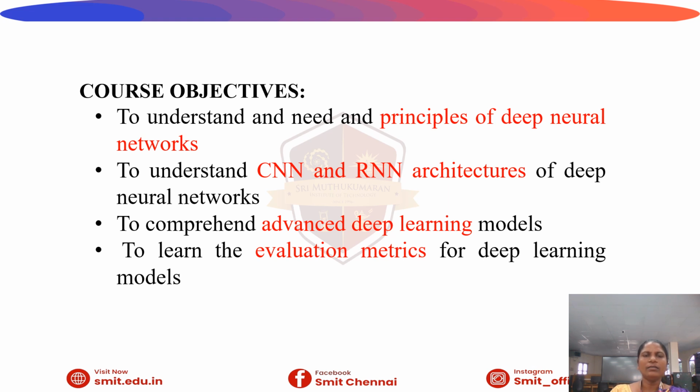Course objectives are: first, to understand the need and principles of deep neural networks. Second, to understand CNN and RNN architectures of deep neural networks, that is convolutional neural networks and recurrent neural networks. These are types of deep neural networks. These architectures they are going to learn in the second unit. And third, to comprehend advanced deep learning models. And finally, they learn the evaluation metrics for deep learning models. So these are the objectives for the deep learning course.